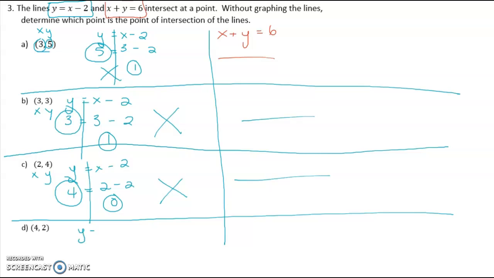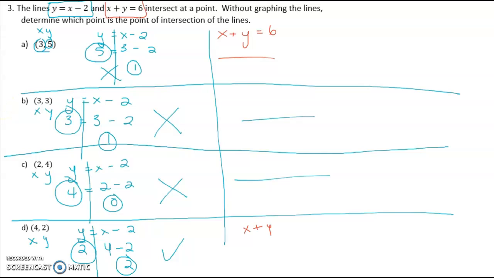Okay, so y equals x minus 2. So x and y. So y equals 2. Draw my line down the equal side. This side equals 2. X is 4, so 4 minus 2, and 4 minus 2 is 2. Perfect. It works on this side. So let's check the other equation to make sure that it works.